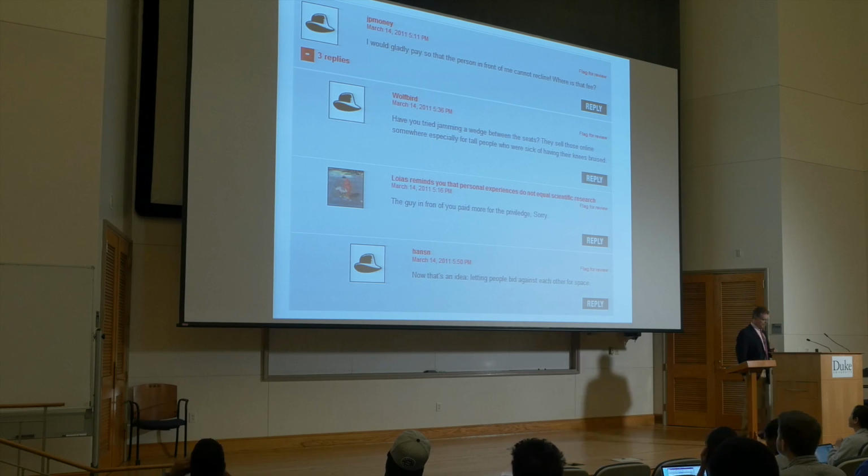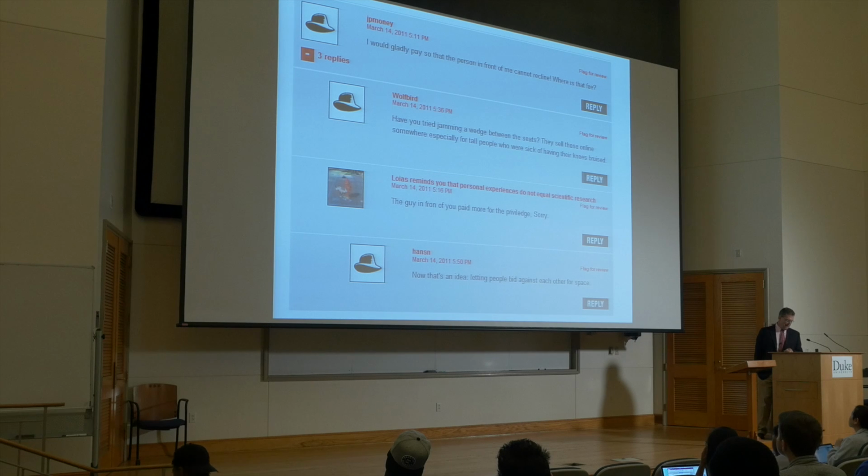This was an exchange on, I think it was Reddit, which is really the source of all academic knowledge. Some schmo says, "I would gladly pay so that the person in front of me cannot recline," talking about airline seats. Where is that fee? So many fees, paying for all kinds of stuff, paying for baggage. I want to pay so the person in front of me cannot recline. What could possibly go wrong with that idea?